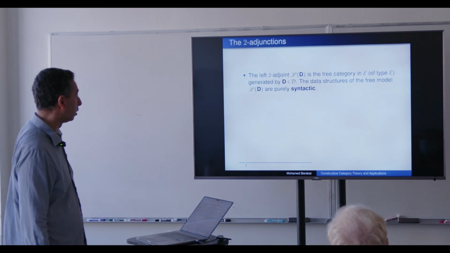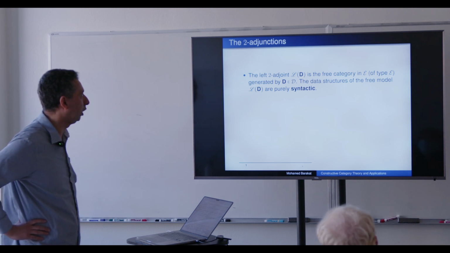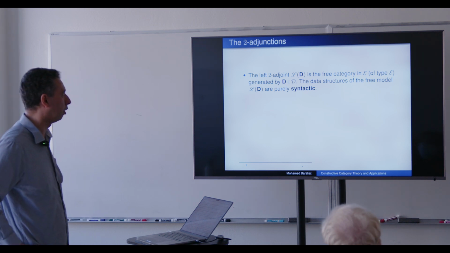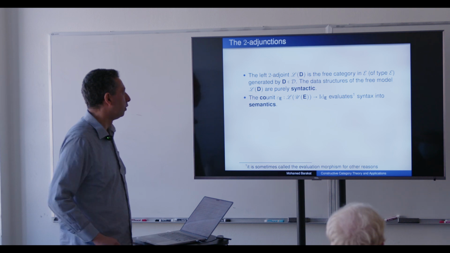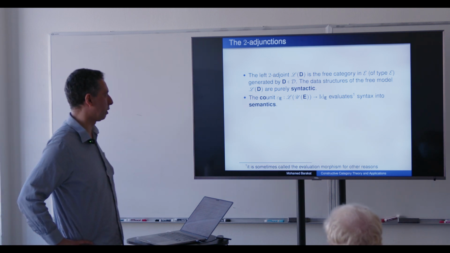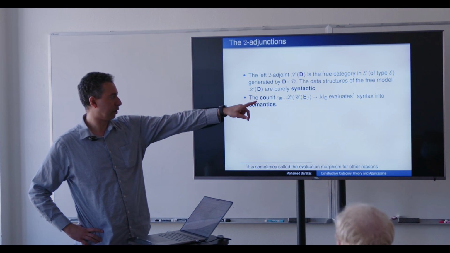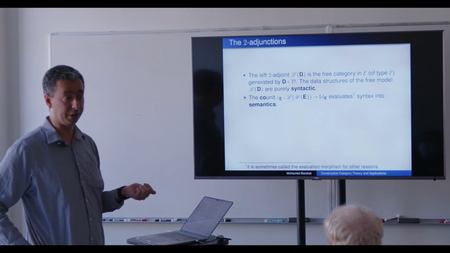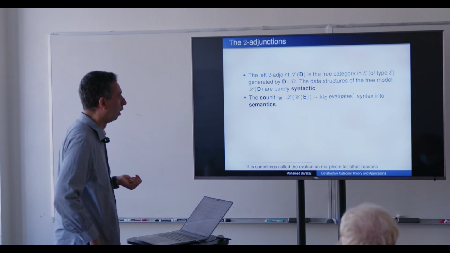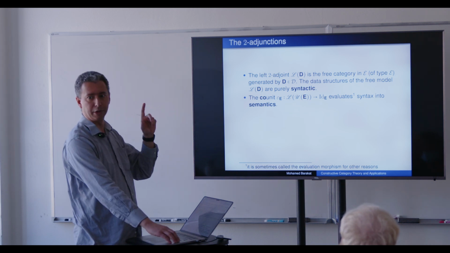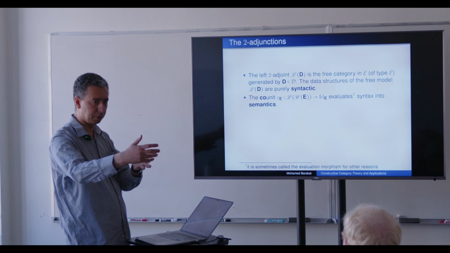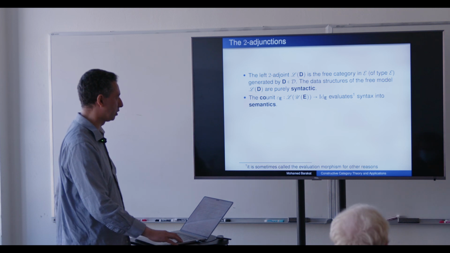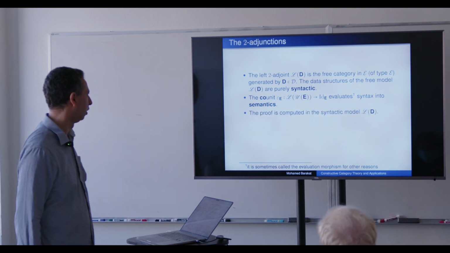So this is more or less a summary. The left adjoint L of D is the free category in E, or of type E, generated by D. The data structures of the free model L of D are purely syntactic. The co-unit evaluates syntax into semantics. And I'm happy about this coincidence, because if you take the Cartesian product, the co-unit is also called the evaluation for other reasons. Yeah? So now you have two reasons why you would like the word evaluate. It evaluates in the classical sense of applying a function to an element, but also in the sense that it takes syntax to semantics, as I was showing in this special example.